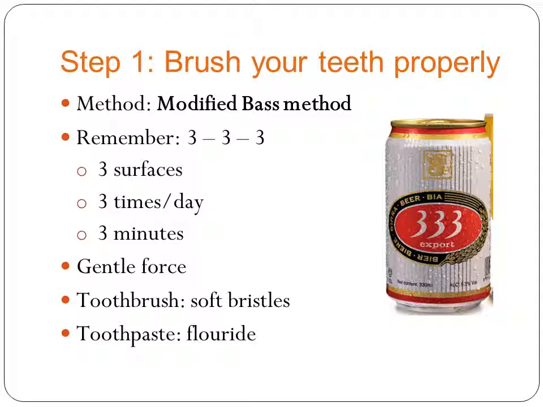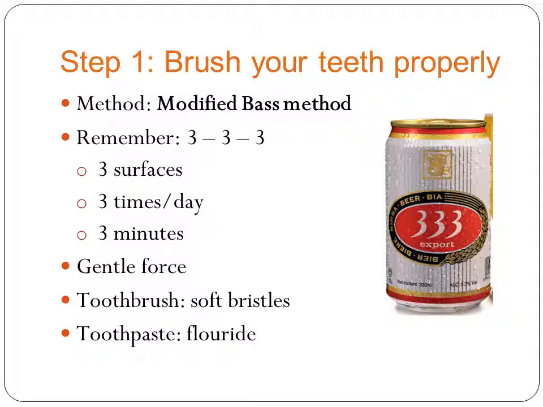For the method, you should choose the modified Bass method, or it could be the Bass method as well. Secondly, you should remember 3, 3, and 3. What is that? By the way, we have a beer called 3 to 3 in Vietnam. So the first number 3 is three surfaces. It means you got to brush your teeth on three surfaces: the labial, the lingual, and the occlusal surface.